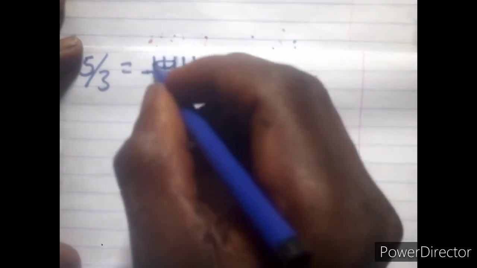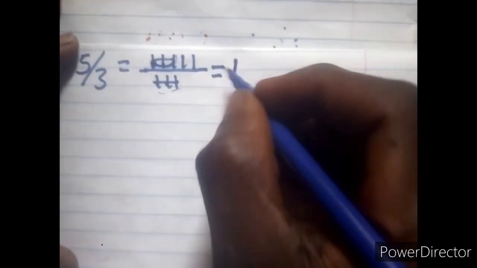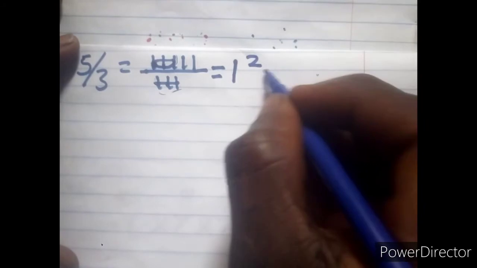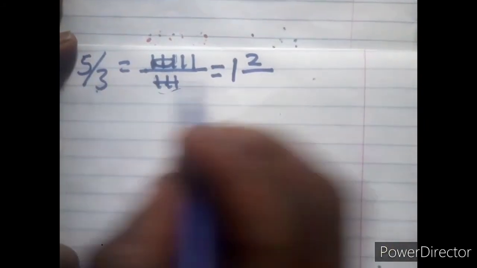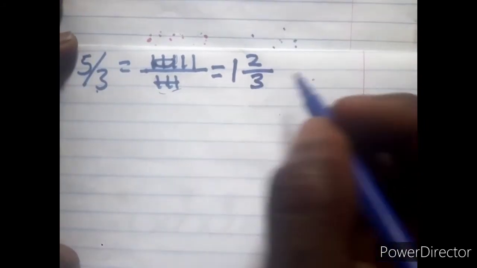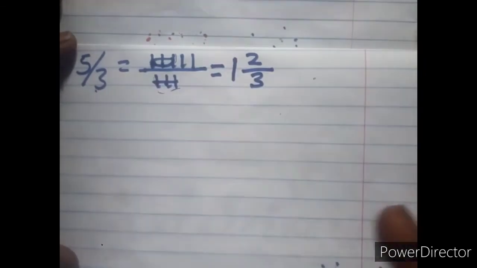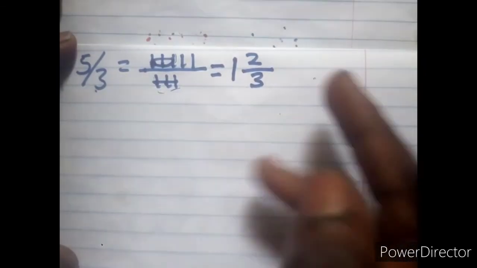So what you do is very simple. It's equal to 1 whole number. This is 1 bundle, 1 whole number. The 2 that are left behind, 2 over what? The 3 you used to divide. 1 whole number, 2 over 3. This is what? A mixed fraction.